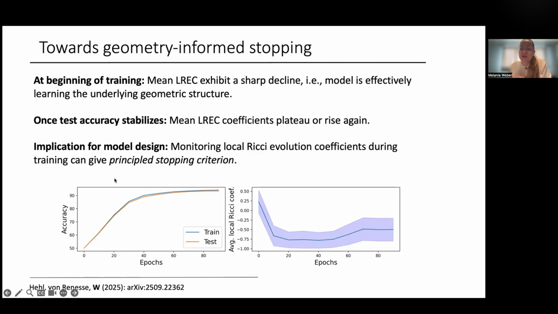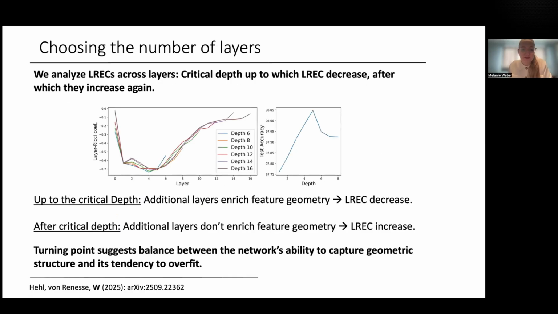So from a model design or training protocol design perspective, we think that one promising future direction is to think about how this theoretical lens could give us a principled stopping criterion. But in this paper, we didn't get to explore that, but I think it's an interesting direction for future work.